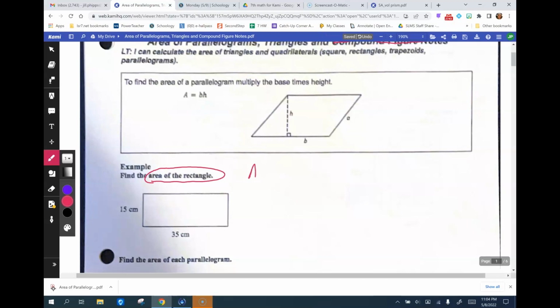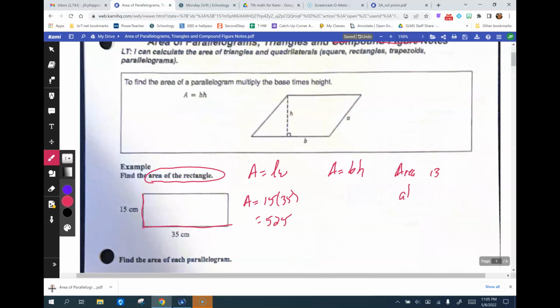But if I remember right, all of you remembered that that was length times width. You can also write area as base times height. So here's my length, here's my width, plug it in. Area is equal to 15 times 35. Multiply that out on your calculator, and we get 525.